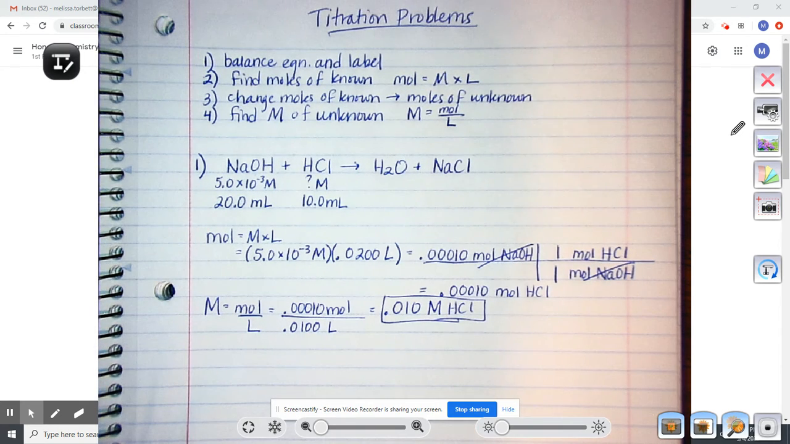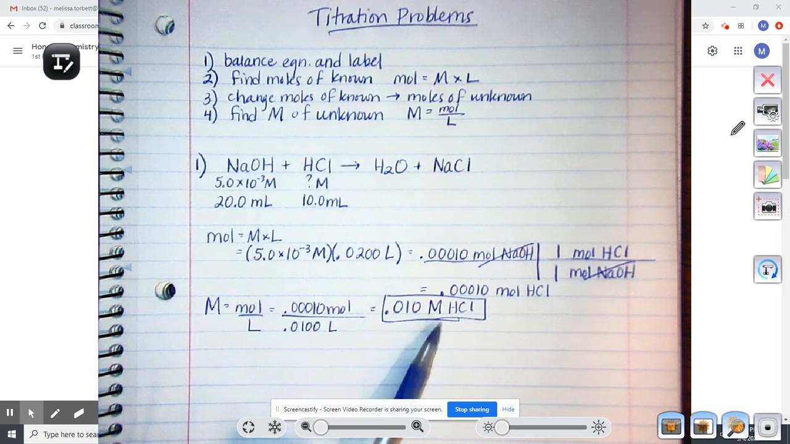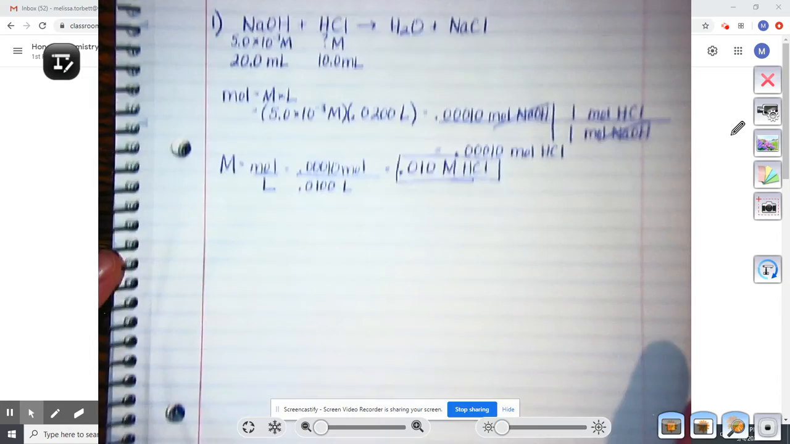Okay? The steps don't change. This is how every titration problem ever works. So now I have figured out what the concentration of my acid was that I didn't know to start out with. Okay? All right, let's try one more together.